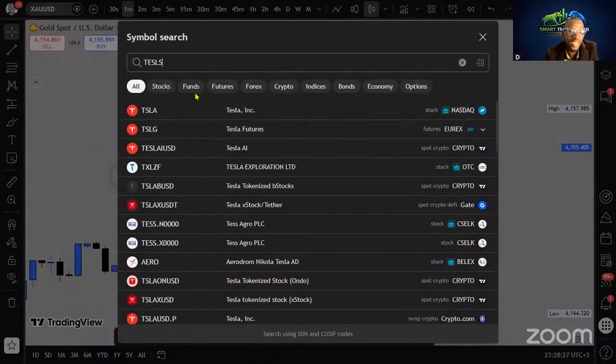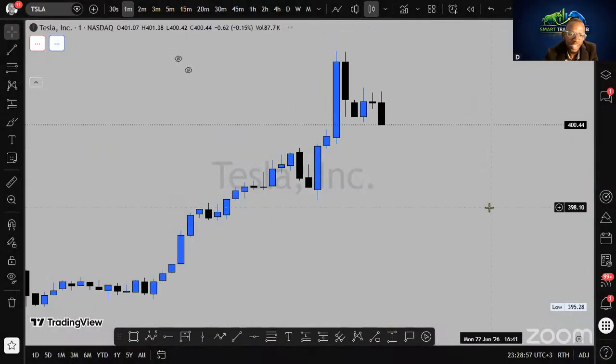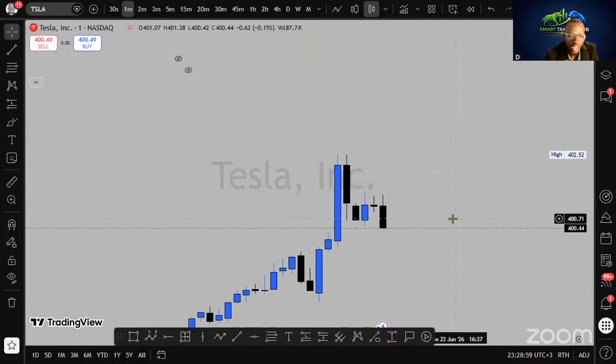You can see Tesla with the different brokers. These are brokers on the right side, brokers that you can use to trade Tesla with. And you can see here, this is Tesla, TSLA, that is using the NASDAQ. All of you know what NASDAQ is, okay? What Elon Musk just launched the other day. So let's see where it is right now.